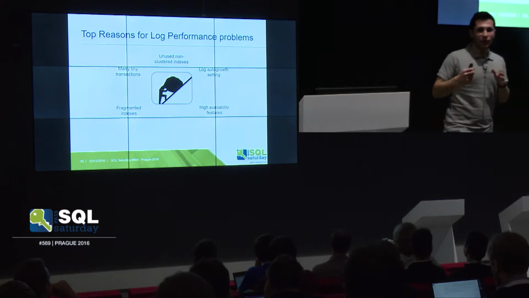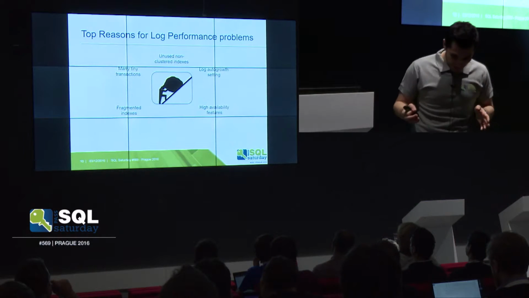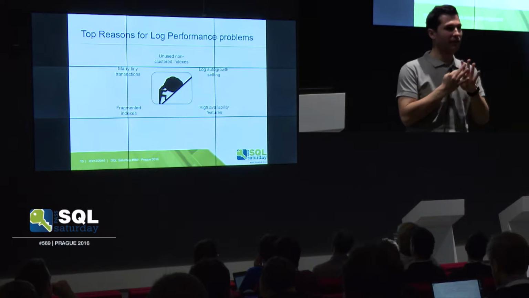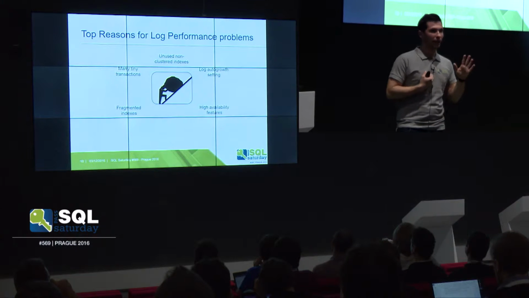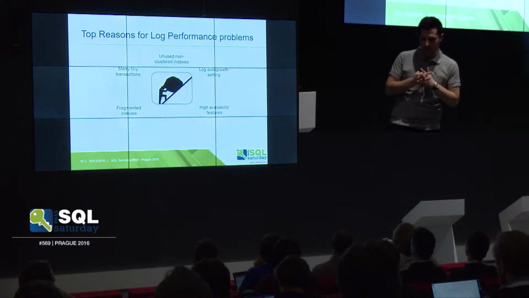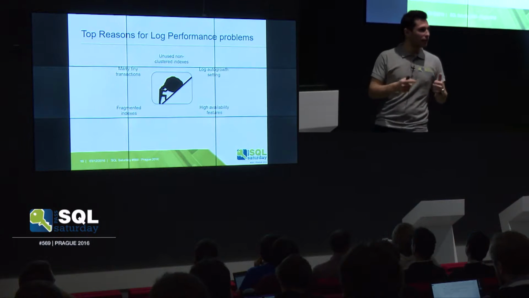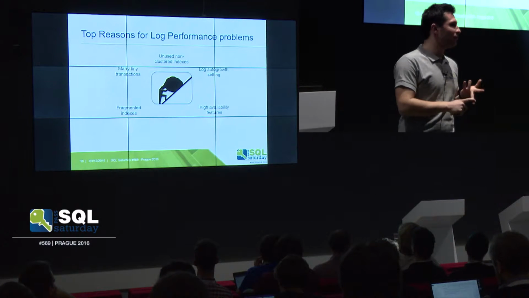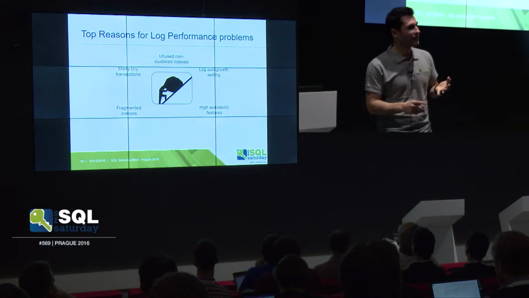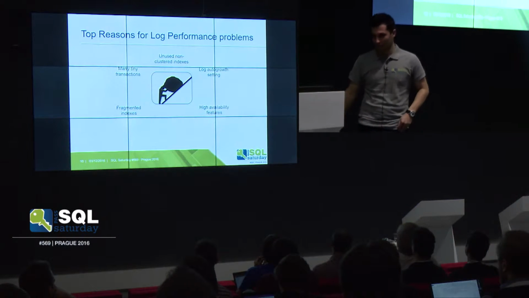Okay, then go to the next section. This is our main focus. I have identified 5 reasons that, in my opinion, contribute a lot to performance problems with the transaction log. First, unused non-clustered indexes, log auto growth settings, high availability features, fragmented indexes, and many tiny transactions.